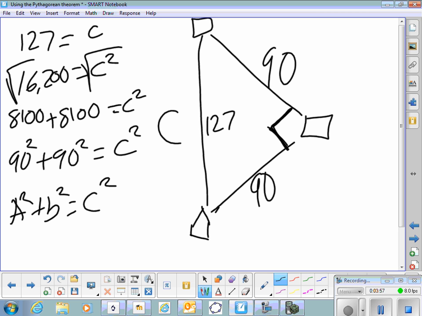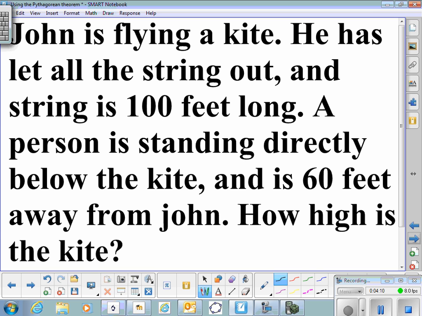While I'm thinking about it, let's write that word hypotenuse that I said so you can see what it looks like. Hypotenuse. Okay, so if we're flying a kite and we let out all the string, there's 100 feet of string, and there's somebody standing directly below the kite and they're 60 feet away from us, how high is the kite?